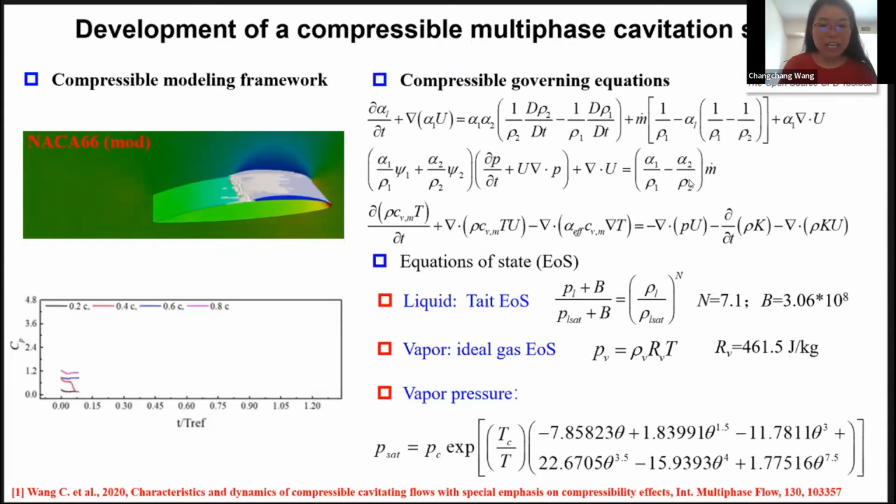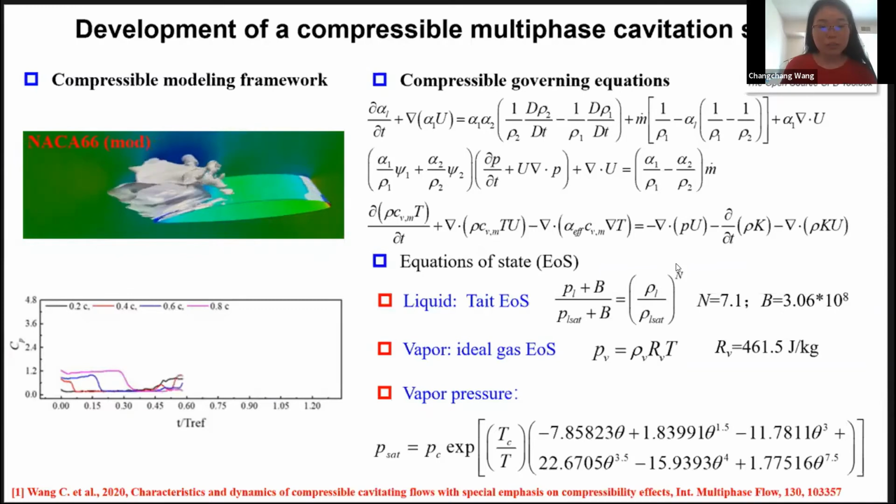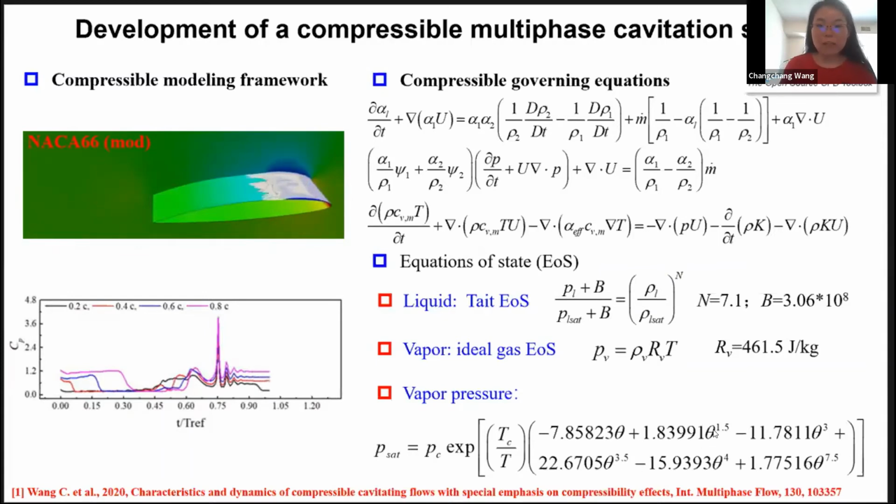To account for the temperature variation, I also solve the energy equation, where the temperature in the flow field is also changeable. And to further consider the temperature effect, especially during the cavity cloud collapse, where there would be high temperature and high pressure, the temperature-dependent vaporization pressure is also used in this computation method. More detail about this solver can be found in the published journal paper. Here, I will not go into more detail about the implementation.